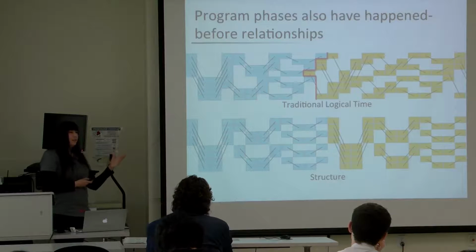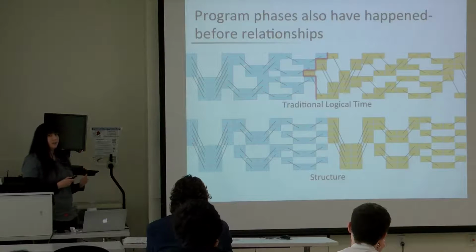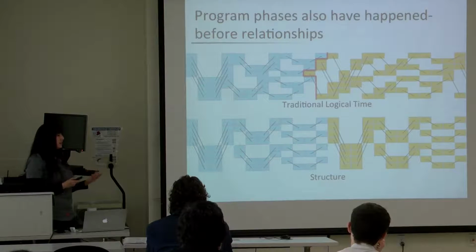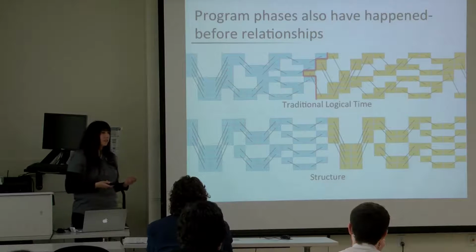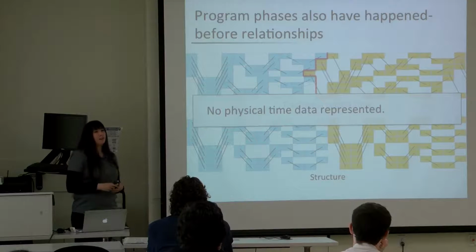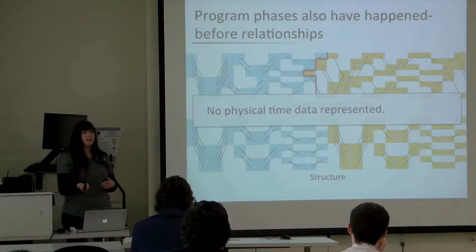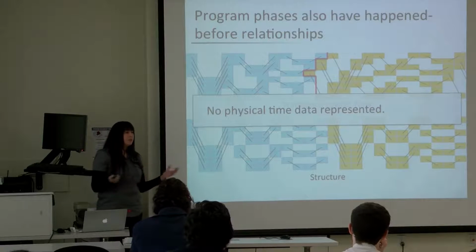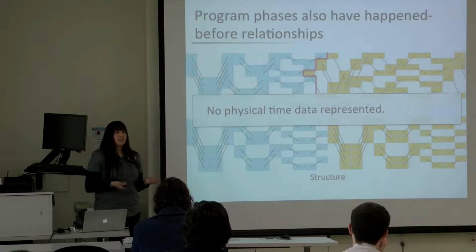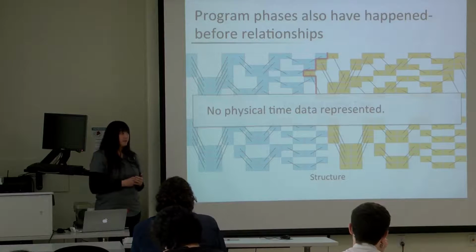So when we did this, and I glossed over a lot of the details here, we didn't actually use the physical time, because this is all based on these constraints that are all based on structure. So no physical time data represented. And this has been really good for us, because that means our algorithms to do this are really robust. If there's some sort of skew in the clocks or synchronization issues on the hardware, that's not going to affect our ability to actually calculate this logical structure.